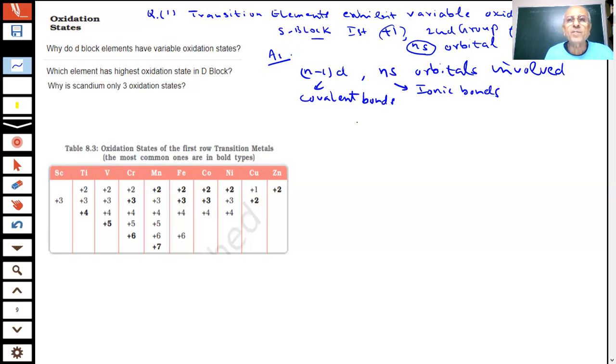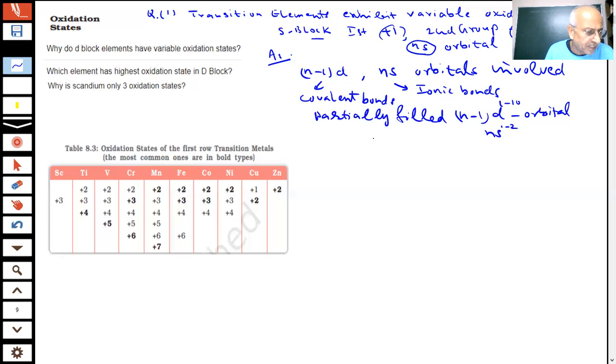So what we find, students, is that in bonding you have (n-1)d partially filled orbitals, and you have ns. Because both can be involved in the bonding, the result is that they will show variable oxidation states.